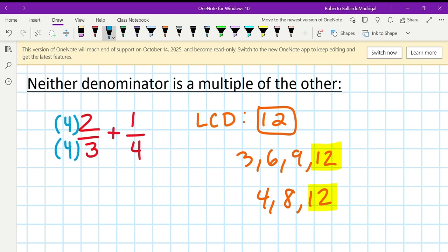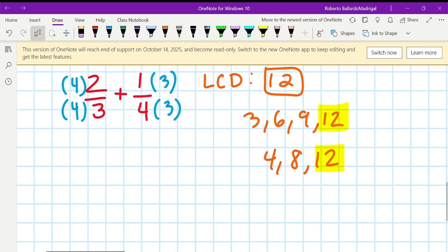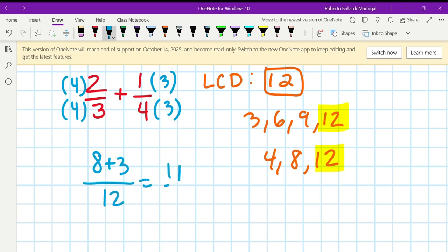And then what about 1/4? What am I going to multiply 1/4 by to get 12? By 3. 3 and 3. All right, 4 times 2 is 8. 8 plus 3 over 12 is going to equal 11 over 12. And that's our final answer.